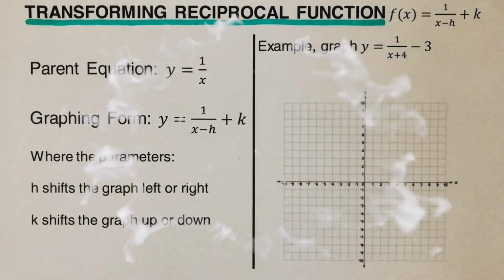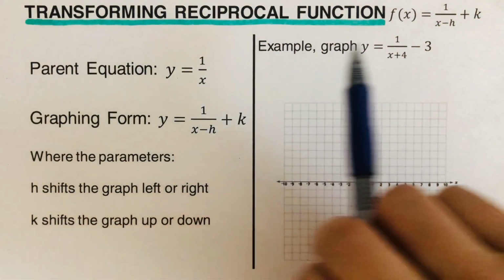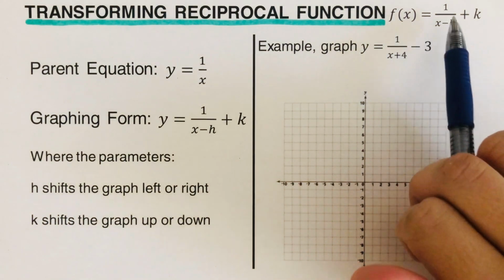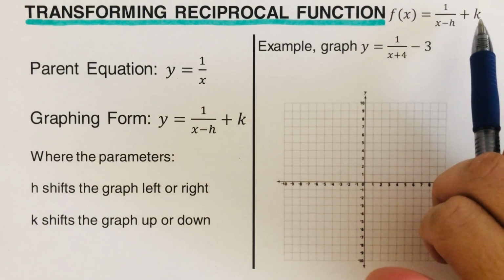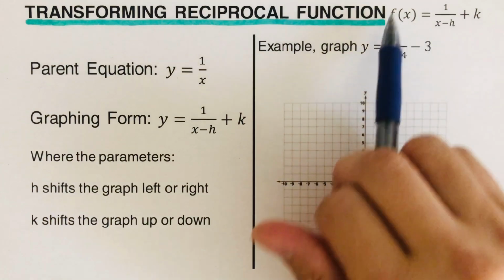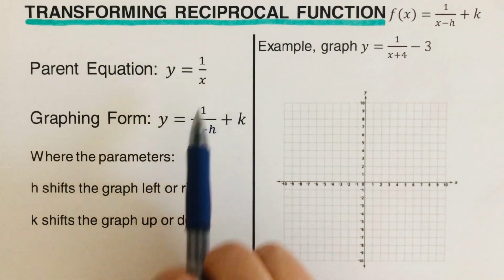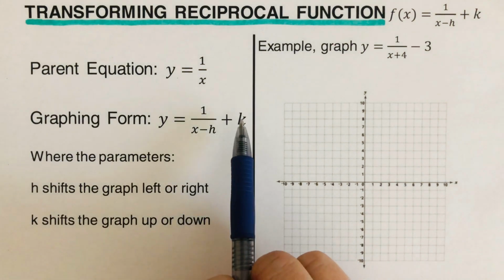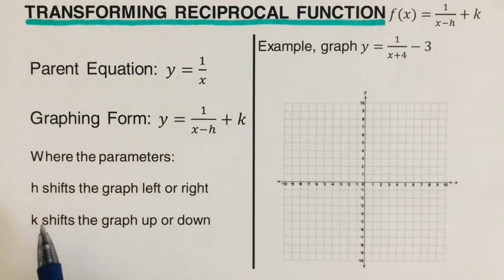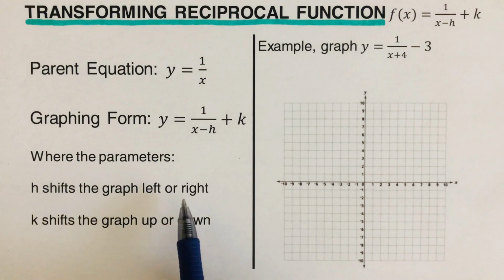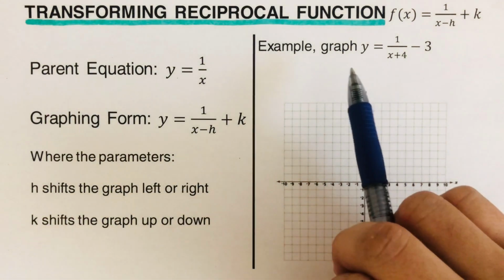Hello everyone. In this video, we are going to transform reciprocal functions of the form f of x equals 1 over x minus h plus k, where the parent graph of this function is y equals 1 over x. So pretty much this h and k are parameters, where the h shifts the graph left or right, and the k shifts the graph up or down.